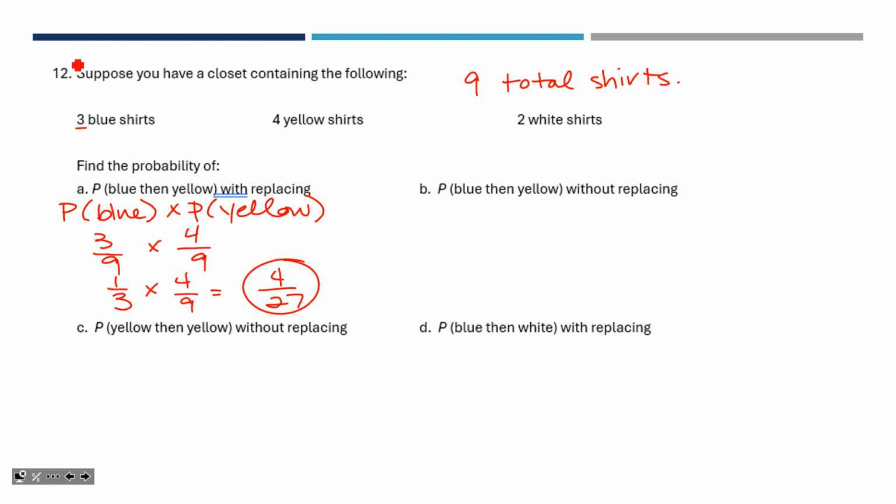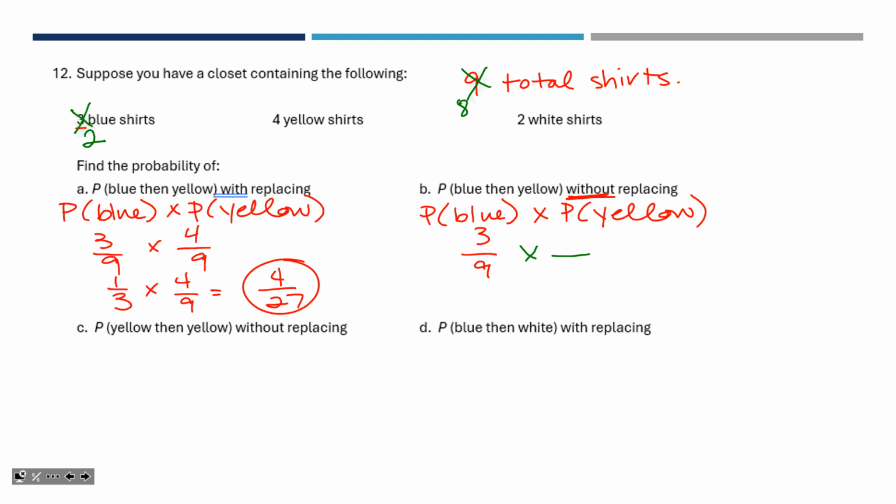Now, same thing. What's the probability of getting a blue and then a yellow, but now without replacement? So the probability of getting a blue shirt, the first shirt, is still 3 out of 9. But without replacement means that I now took one of these blue shirts out. So I now only have 2 blue shirts, and that means I have 8 total shirts. So what's the probability of getting a yellow? Now the probability of getting yellow, there's 4 yellow, but there's only 8 total. So it's 4 out of 8.